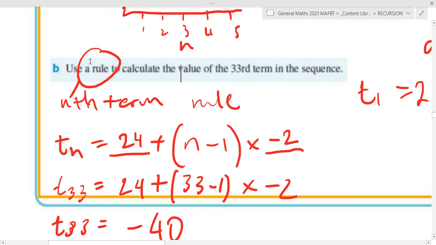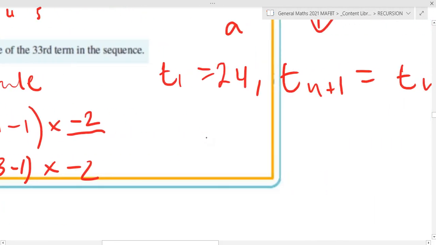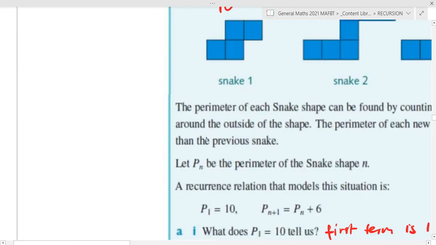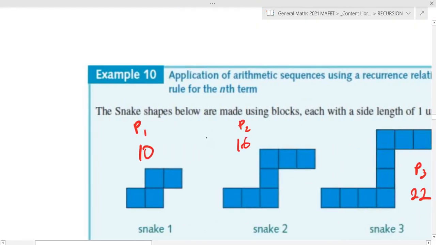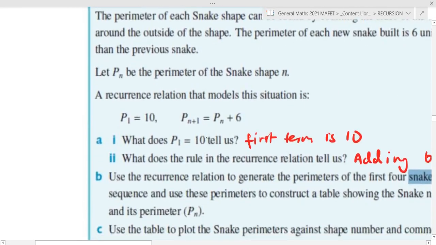Remember the nth term rule, you use to find any term that you want. So I use this as my nth term rule. You have a as 24, so the first term is 24, and d was negative 2. And you're looking for the 33rd number, so that's what you change for n. Okay, and we got negative 40 for it. I might do this one again, because this is what we got up to.